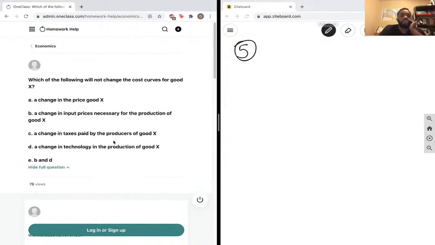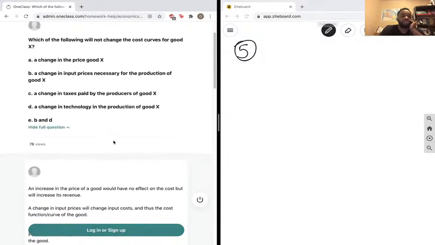Which of the following would not change the cost curves of good X? A, a change in price of good X. B, a change in input prices necessary for the production of good X. C, a change in taxes paid by the producers of good X. D, a change in technology in the production of good X. E, B and D. And let's see what our tutor says here.